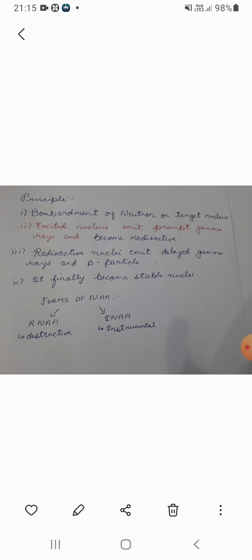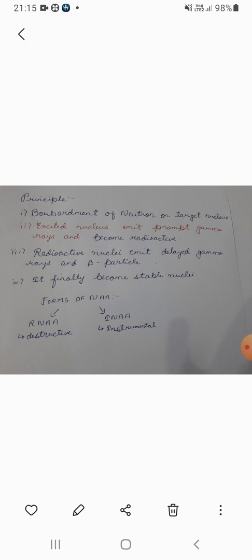The nucleus becomes stable. So the gamma rays emitted in this procedure are of two types. One is prompt gamma rays and another one is delayed gamma rays. The prompt gamma rays are emitted when the substance is non-radioactive, and the delayed gamma rays are emitted after the substance becomes radioactive.